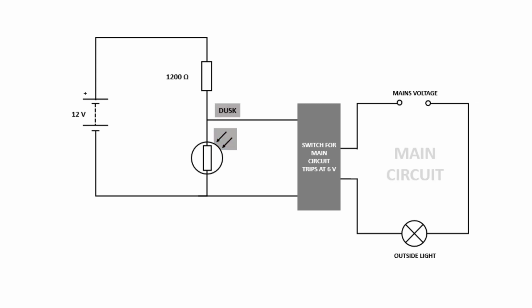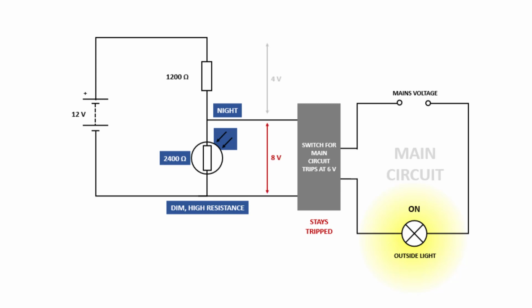As it gets darker, the resistance of the LDR increases, and it gets a bigger share of the PD. Eventually, the PD across it hits 6 volts, and the outside light switches on. When it's completely dark, the resistance of the LDR is even higher, and it takes an even bigger share of the PD, and the switch stays closed.